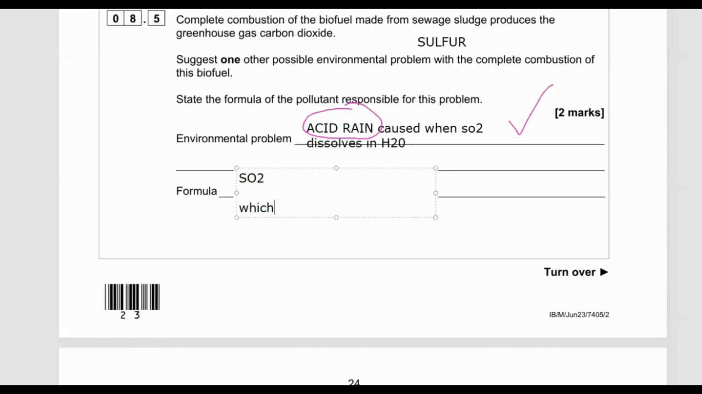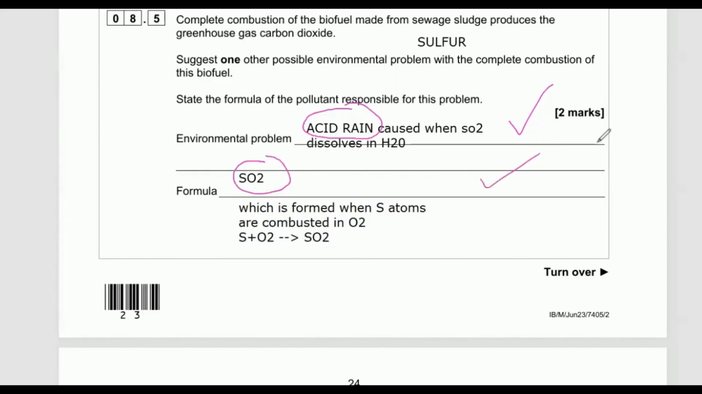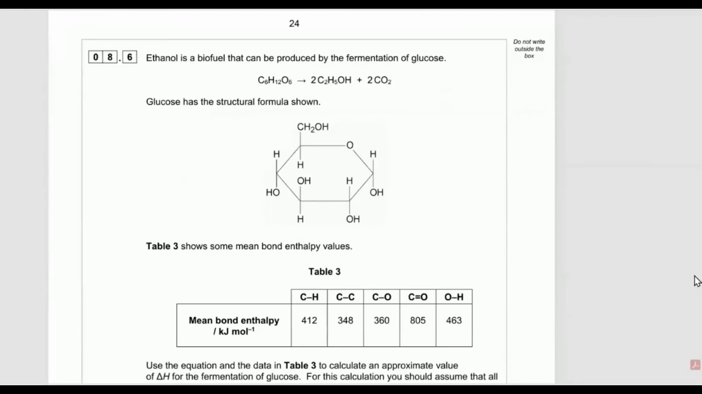which is formed when sulfur atoms are combusted in O2. S plus O2 goes to SO2. All right, I'm being a bit extra. The only thing you needed to put here was sulfur dioxide. Okay, 2 marks. Right, let's move on.